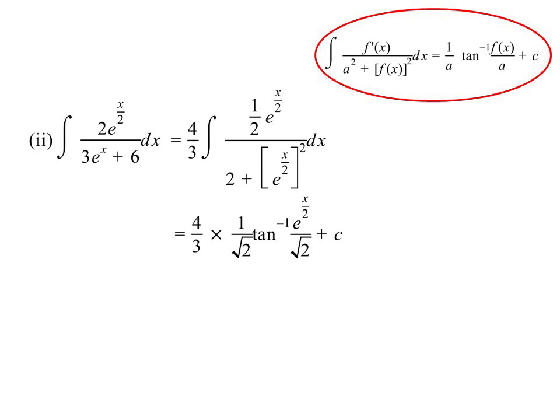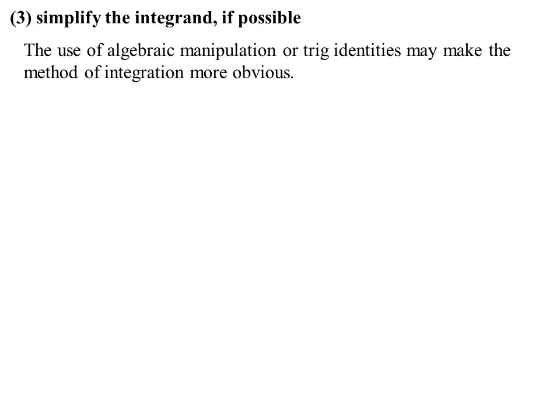So I've got my answer, and just tidying that up, there it is: 2 root 2 on 3 times the inverse tan. Simplify the integrand, if possible. Again, algebraic manipulation, trig identities, these sorts of things can simplify integrals down. You look at this and you think, oh, I've got a function and the derivative as well, but unfortunately it's the opposite of what I'd like. Because this is function on the derivative, not derivative on the function. So something else is happening here.